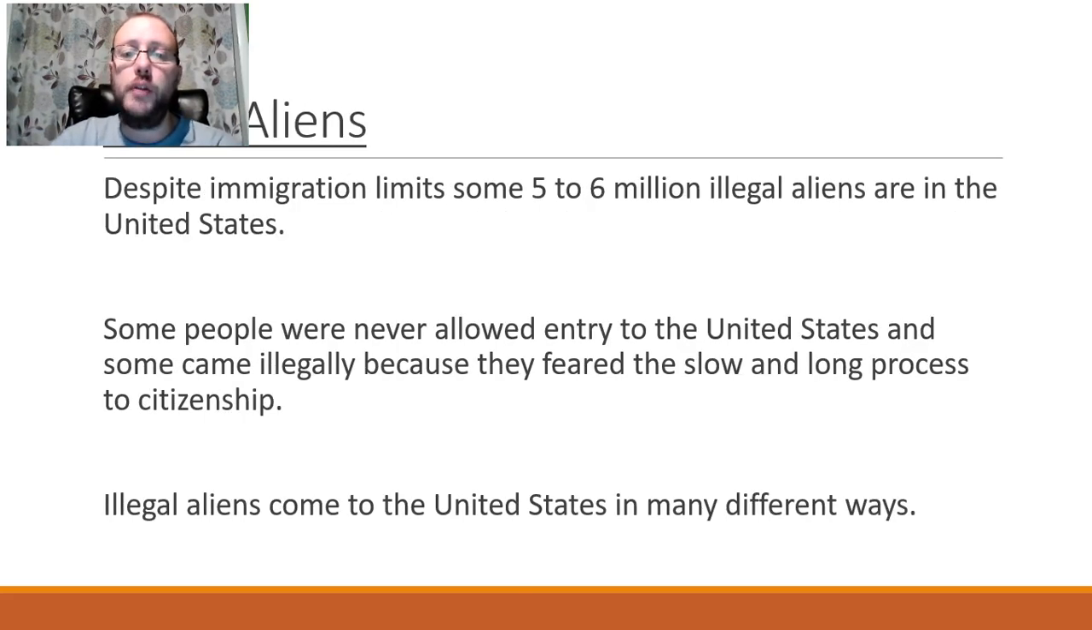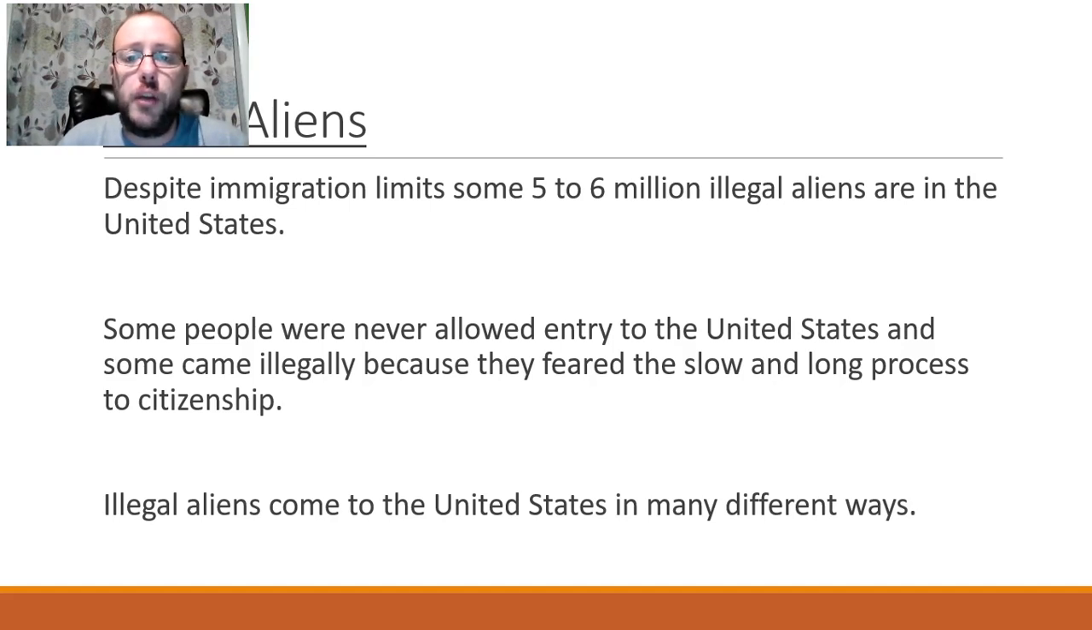Despite immigration limits, some 5 to 6 million illegal aliens are in the United States. These are people that were not allowed to enter the United States. Some came illegally because they feared the slow, long process to citizenship. And illegal aliens come to the United States in many different ways.